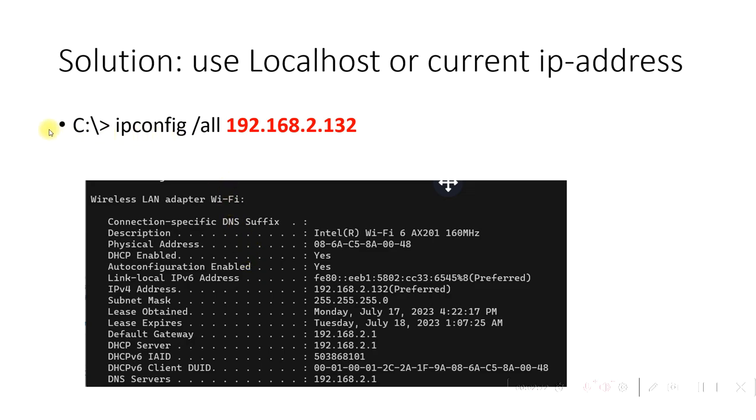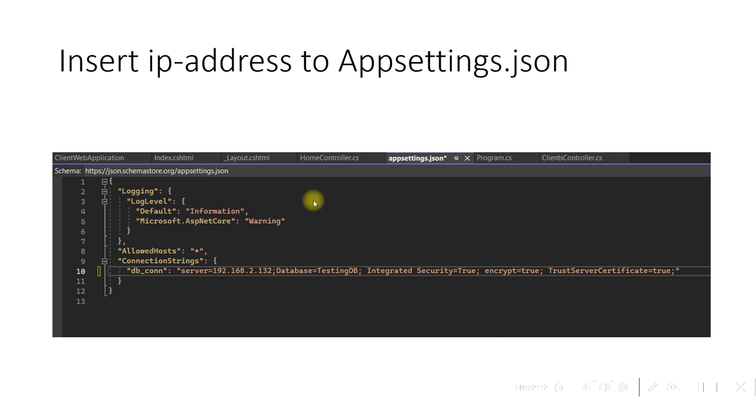Now, to find the solution, go to the command prompt. You use localhost or the current IP address. Type ipconfig /all, and then you look for the IP address. The preferred IP address is 192.168.2.132. You copy that and you go back and insert the IP address into the appsettings.json in your web application.